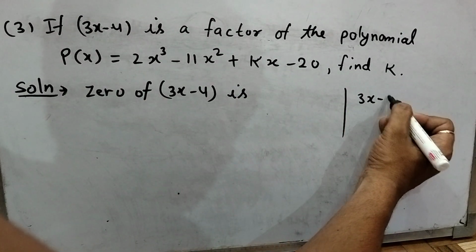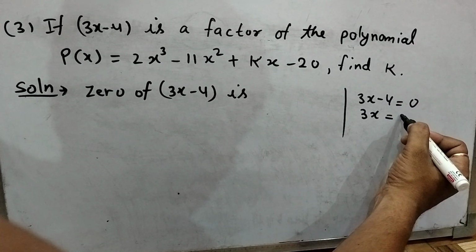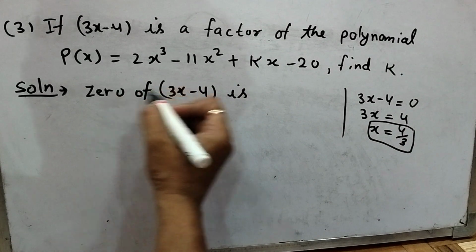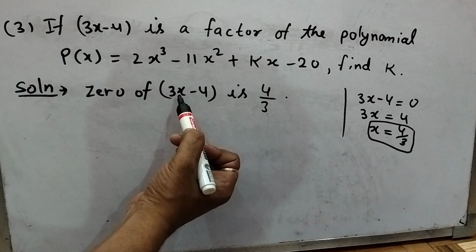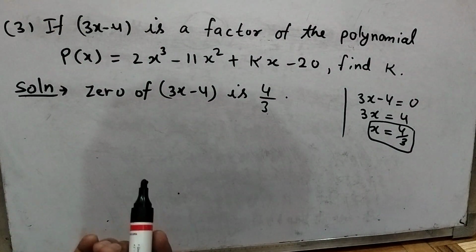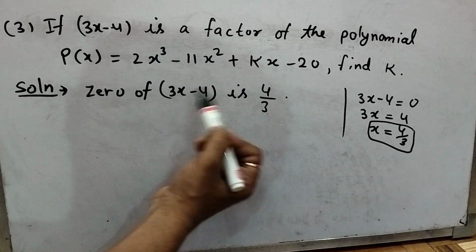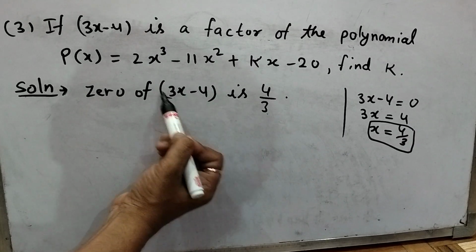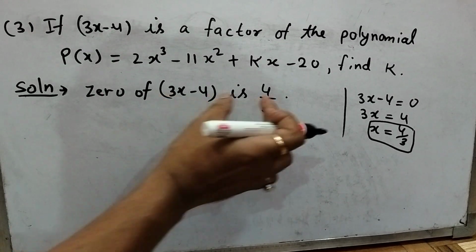Put 3x minus 4 equal to 0. 3x equal to 4, since minus 4 is transposed. x equal to 4 by 3. So we can say that the zero of 3x minus 4 is 4 by 3. What does it mean? If we put the value of x as 4 by 3 here, the whole expression will become 0. So the zero of this factor is 4 by 3.